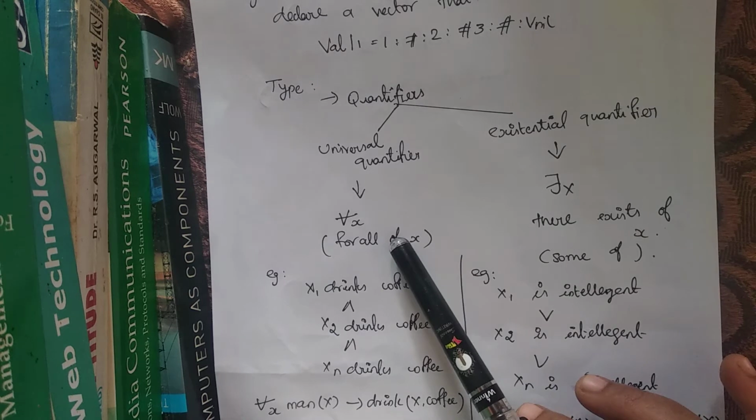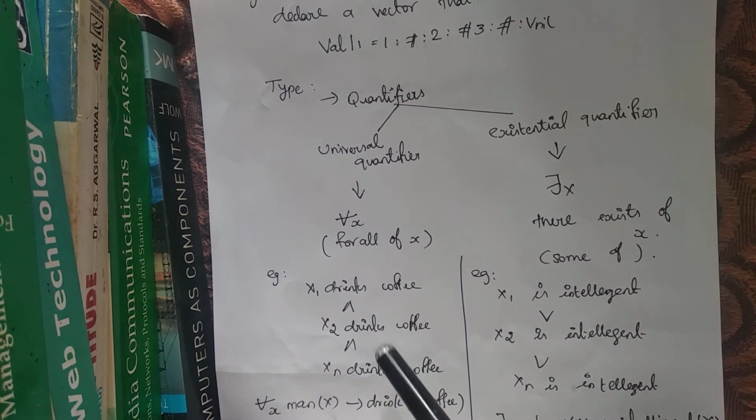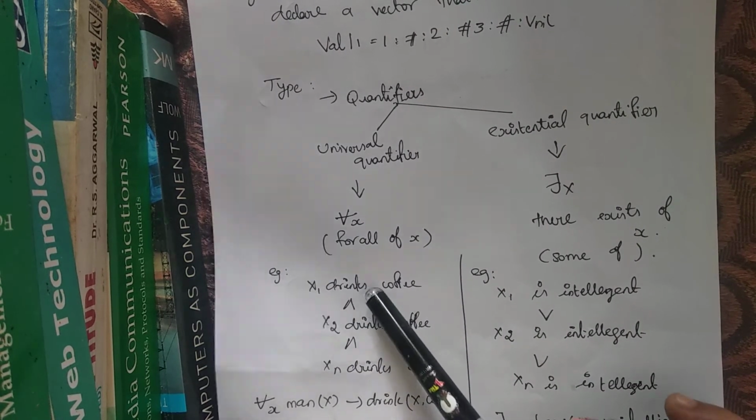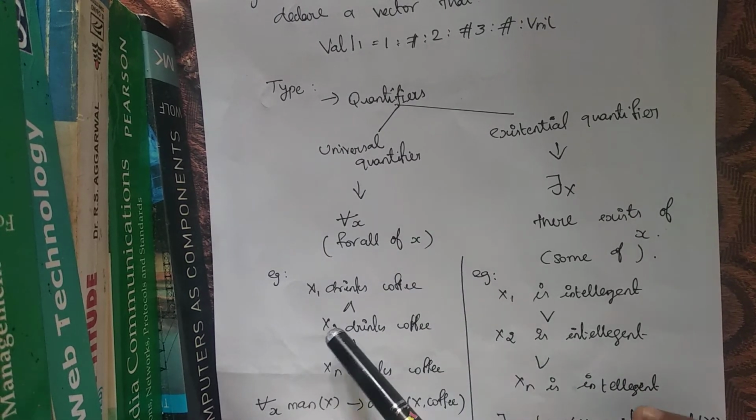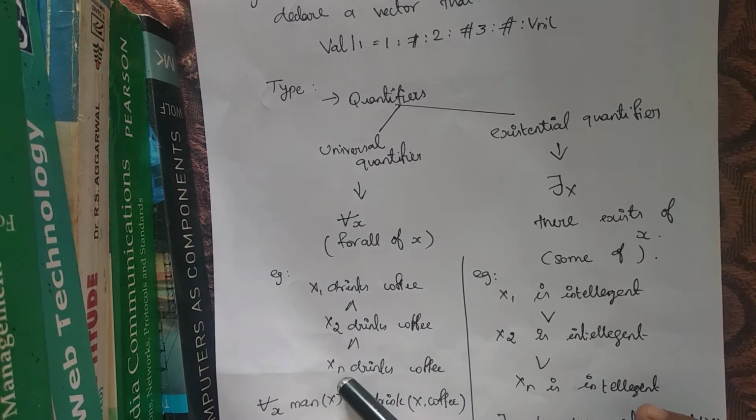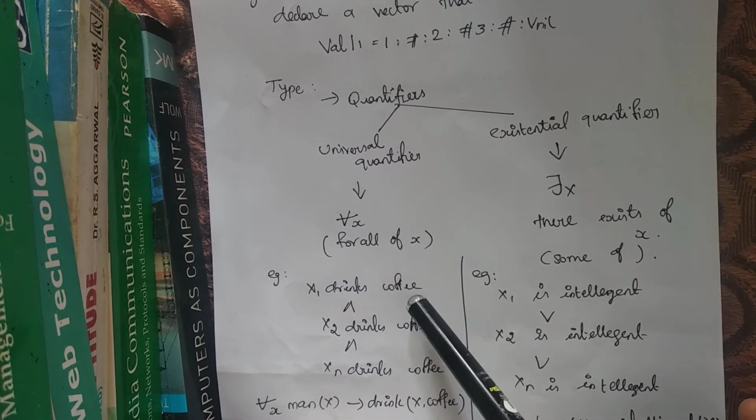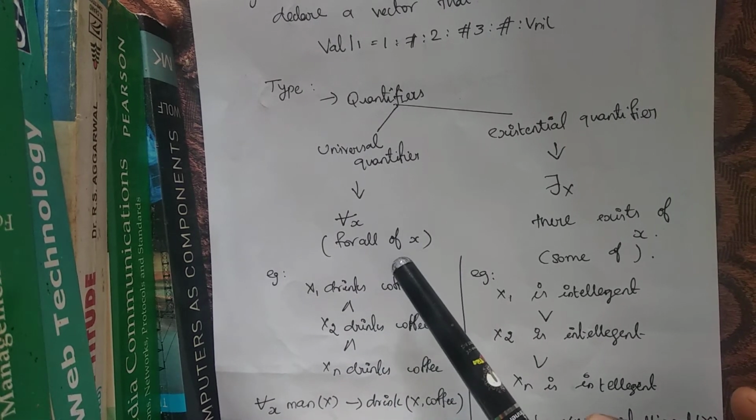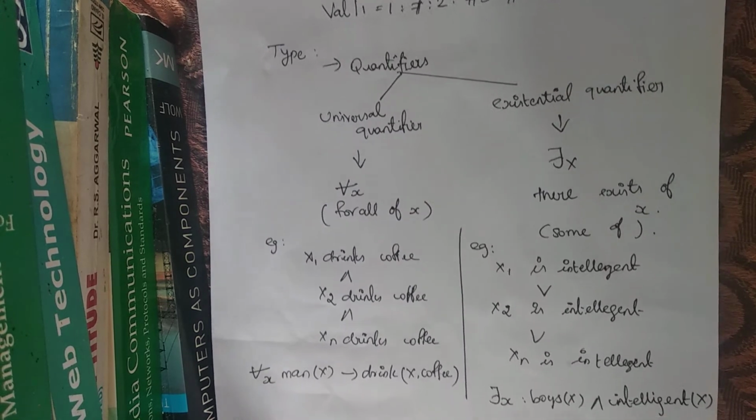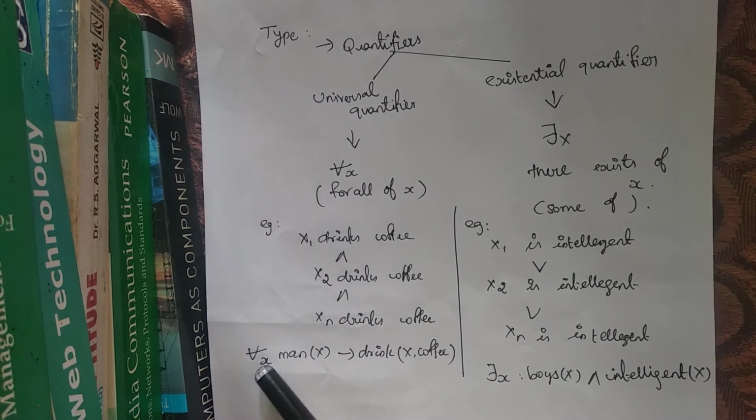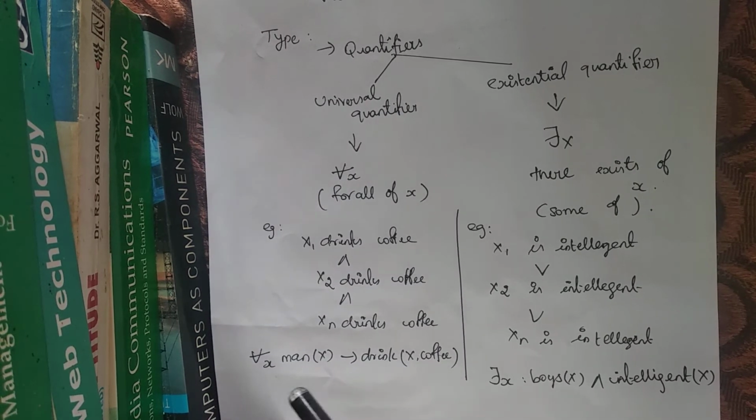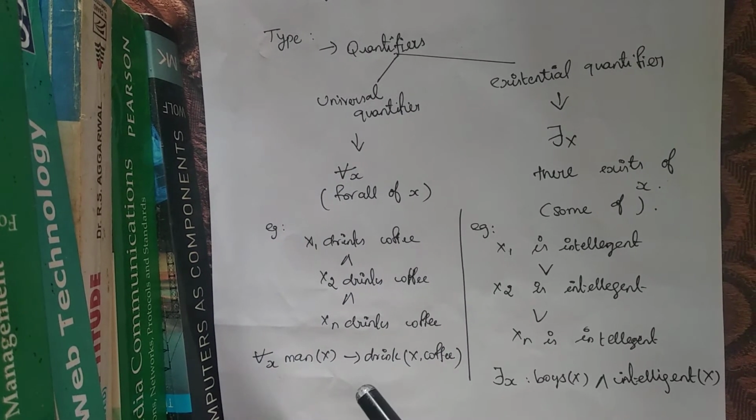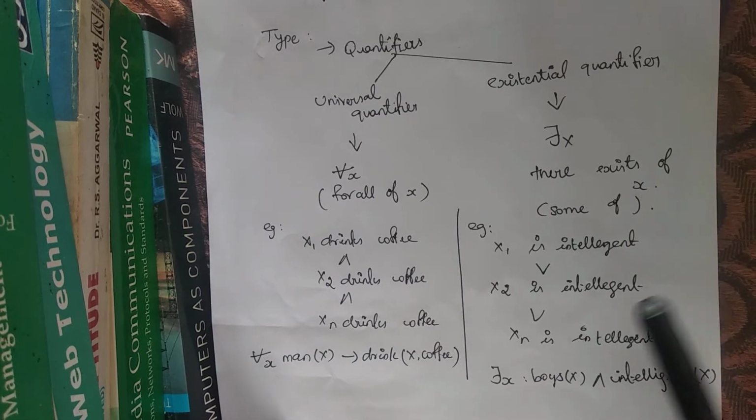The universal quantifier is for all x. For example, all men can drink coffee, right? So all men means x1 may be a man, x2, up to xn, all the men can drink coffee. This is the universal quantifier. For this I can write the code as for all x, x is a man, can drink coffee. This is how I can write a program with the universal quantifier.